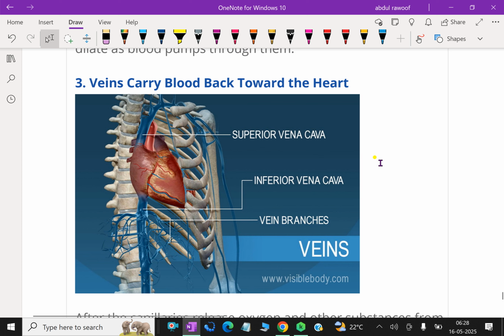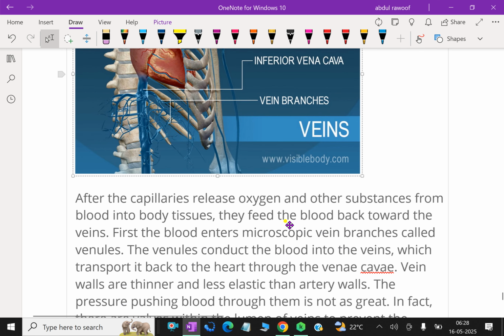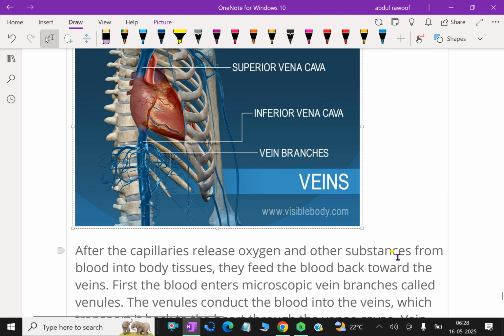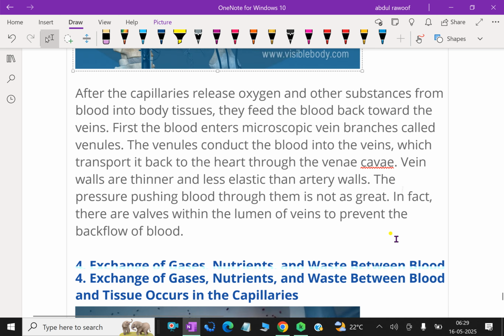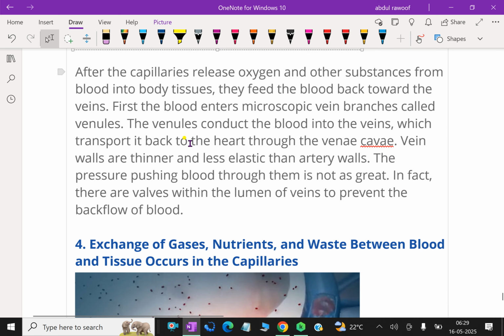Veins carry blood back towards the heart. After capillaries release oxygen and other substances from blood into body tissues, they feed the blood back towards the veins. First, the blood enters microscopic vein branches called venules. These venules conduct the blood into the veins, which transport it back to the heart through the venae cavae.